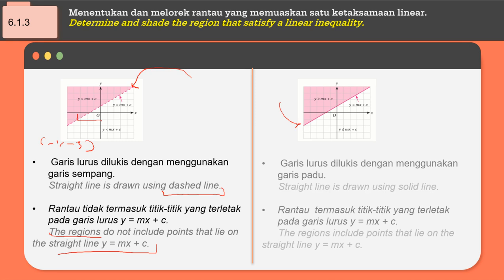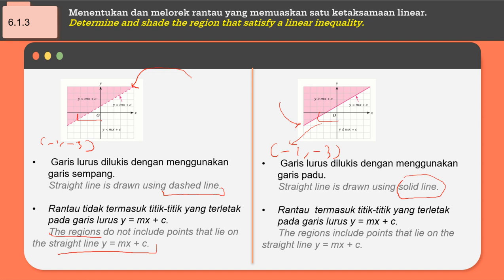Whereas the second diagram, we have a straight line drawn using a solid line. So what do you understand about solid line? Any point that lies on the solid line is included in the region. Let's say the same coordinate here, negative 1, negative 3. This point lies on the line, so therefore the point is included in the region.